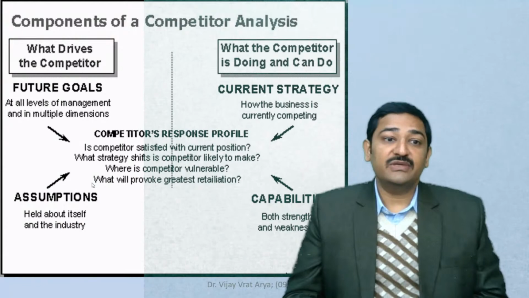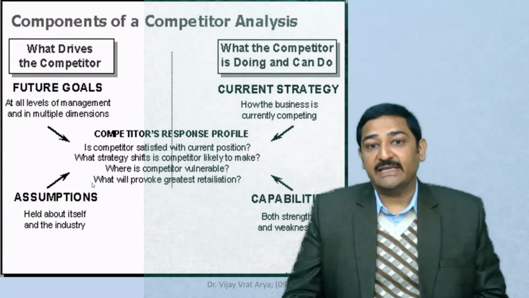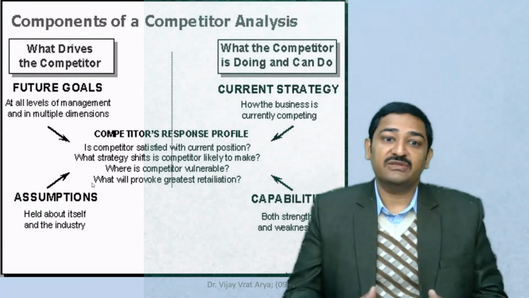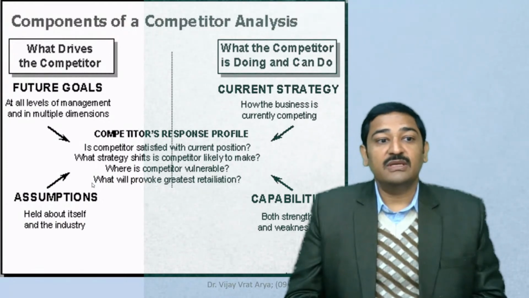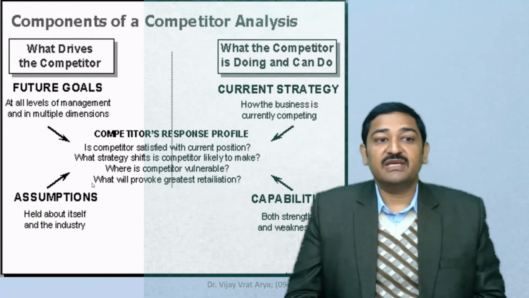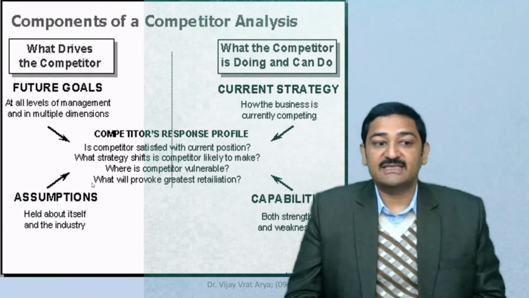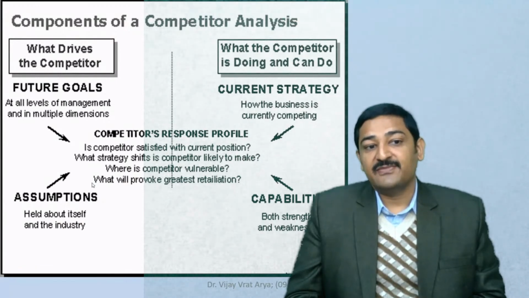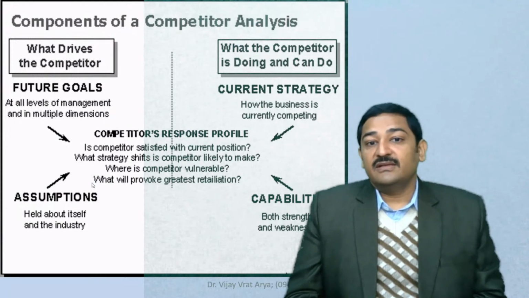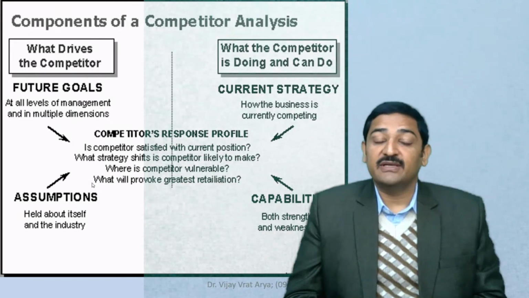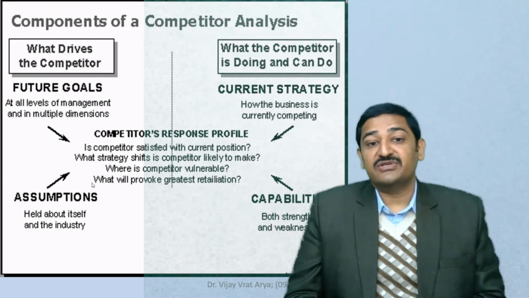But before that, we need to understand through this visual how they are interlinked and what kind of questions or thoughts emerge based on these four components. So, in the case of future goals, goals at all levels of management and in multiple dimensions need to be thought of, which is what drives the competitor. At the same time, the other component in the case of the competitor is the assumptions. And the other aspect, which is what the competitor is doing and can do in future, is something that is correlated considering two components.